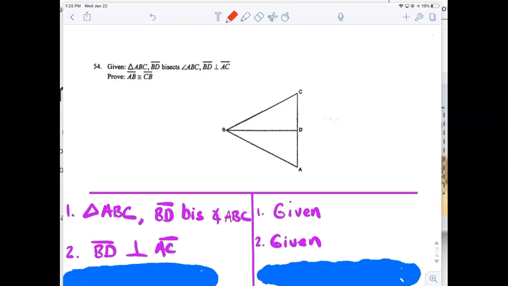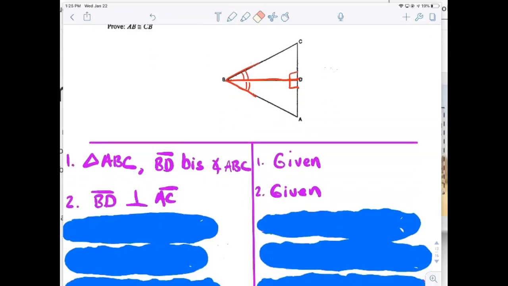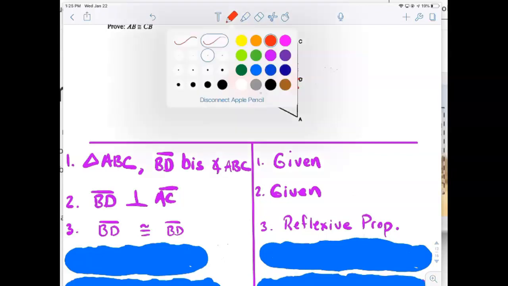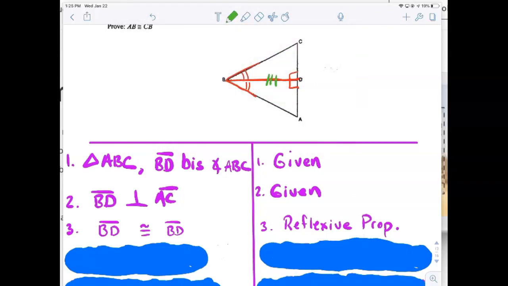BD bisects, so it's saying this bisects angle ABC, which is going to lead to that being true. And then it says BD is also perpendicular to AC, which means those two angles are 90, and they're going to be the same. So the next thing you can say after the angle bisector right here, I'm going to sneak this in there first anyway, BD reflexive. That should jump out at you right away. So we have the reflexive side in the middle, so we have an S right there.